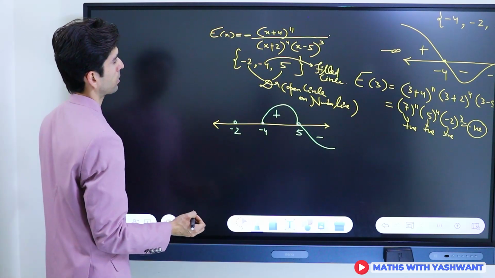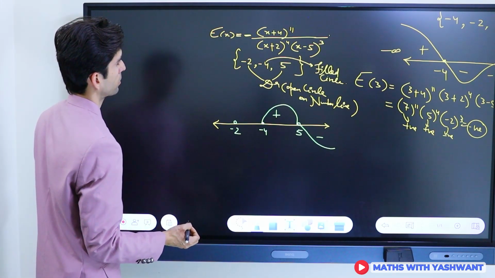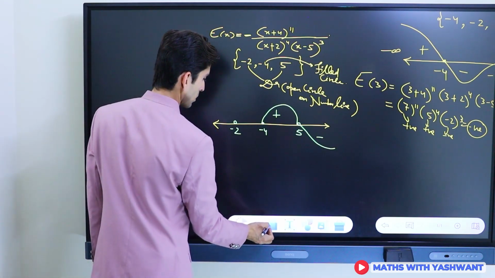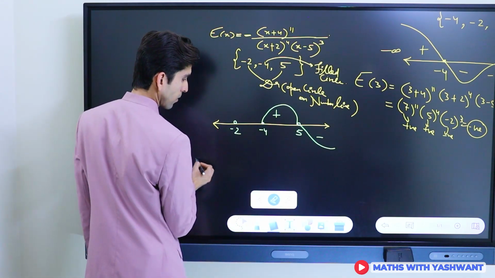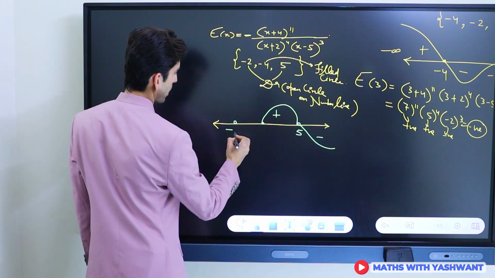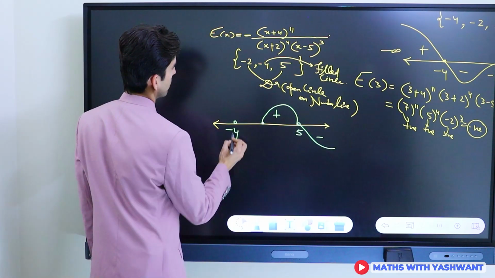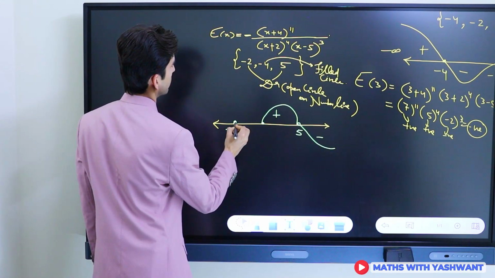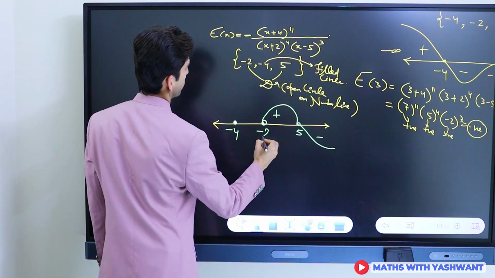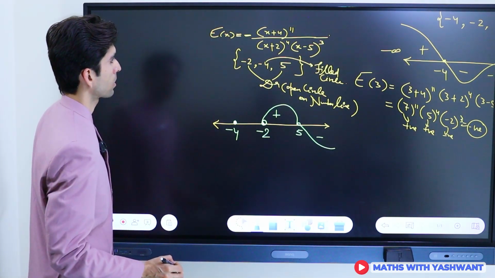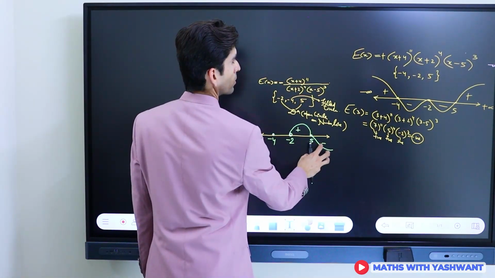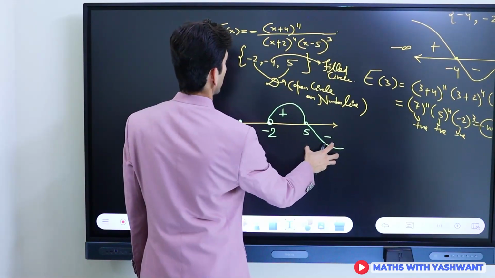There is some mistake, I think. Sorry, I made a little mistake while marking the points on the number line. This is actually minus 4 with a filled circle, and this will be your open circle, and this will be your minus 2. Let me verify this once more. Yes, that was okay.